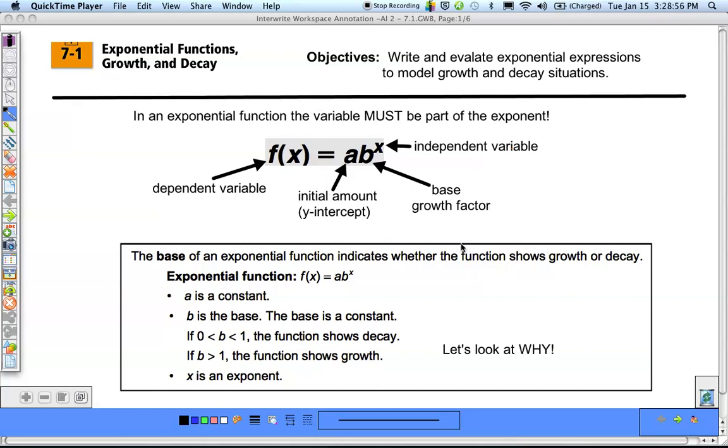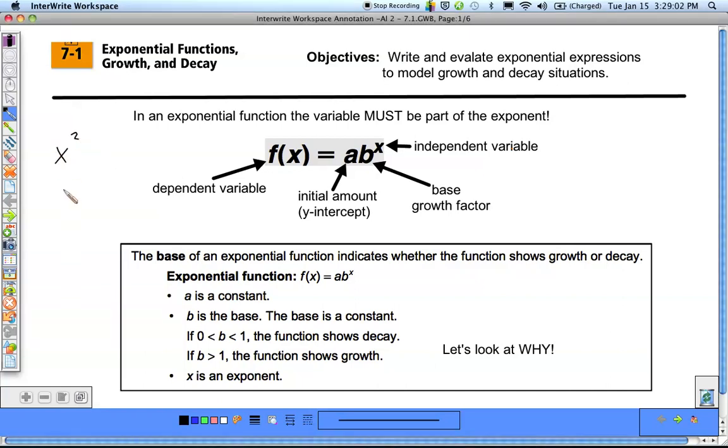An exponential function is a lot different than the other functions that we've dealt with. Last couple chapters we've talked about polynomial functions like x to the second, x to the third, where we see the x as the base and a numerical exponent. An exponential function means that the variable is actually going to become the exponent. So this is what the exponential function looks like: y, or f of x, equals a times b raised to the x. And the key thing there is that the variable is now the exponent instead of being the base.